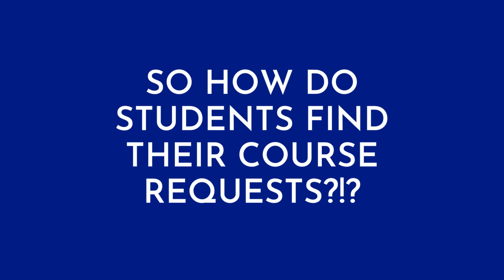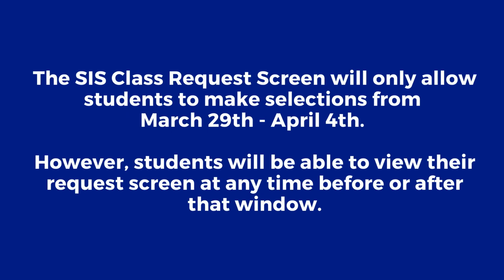Now that we've discussed your options, let's take a look at how you will actually enter them into SIS. We're going to look at how to access your class request screen. This screen will allow you to make your elective choices from March 29th through April 4th. After that time, you will not be able to make any changes through the portal. However, you will be able to see the screen and any classes that have been added, changed, or deleted. We encourage you to regularly check the screen and contact your counselor if you see any issues.